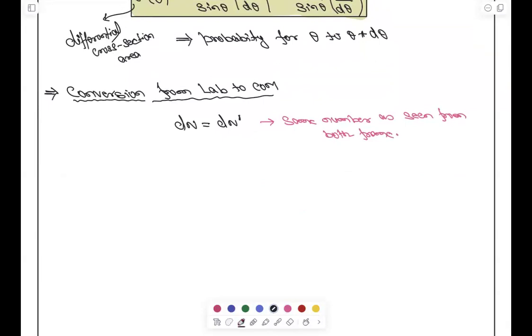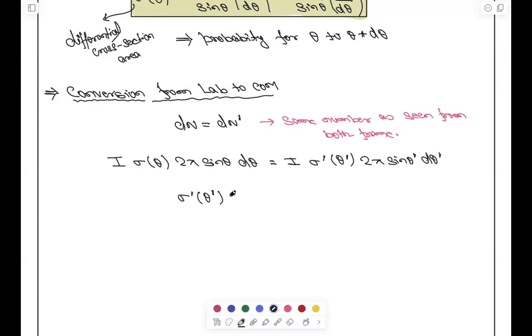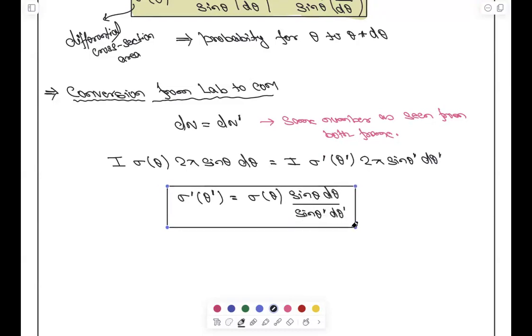So I will be writing dn की value that I into sigma theta 2 pi sin theta d theta is equal to I into sigma dash theta dash 2 pi sin theta dash d theta dash. See, again, I is a parameter of number. What will be the formula? Sigma dash theta dash, differential cross section area from the center of mass frame, will be equal to sigma theta into sin theta d theta upon sin theta dash d theta dash. I think you know that. Scattering theta, theta dash, you know, and sigma theta is what? Differential cross section area in center of mass frame.